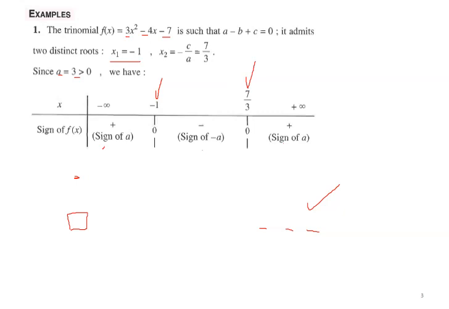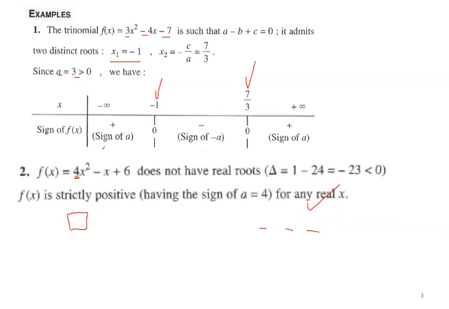So we say that this trinomial is positive on minus infinity to minus 1 union 7 over 3 to plus infinity, it's negative between minus 1 and 7 over 3, and equals 0 at minus 1 and 7 over 3. So this is the discussion of the sign of the trinomial.